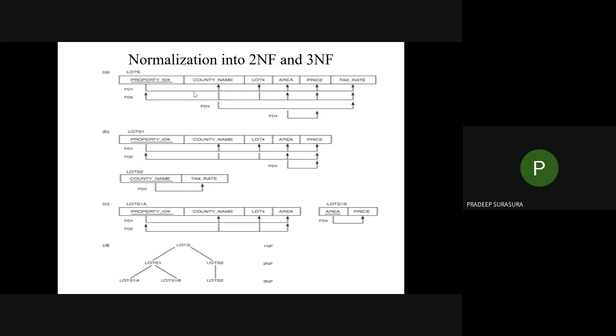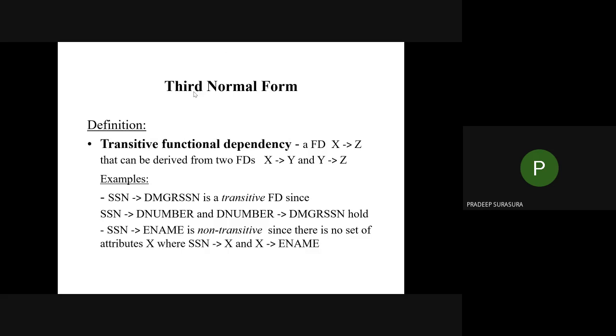Any questions? So area determines price. Area will be primary key in lot 1B. When it comes to lot 1A, area will be foreign key. Understanding? Because in one area, one price, but in one area, you will have multiple plots. Understanding? So finally, from the lots table, you break to lot 1A, lot 1B, and lot 2. These three tables are normalized initially. Any questions before we proceed?